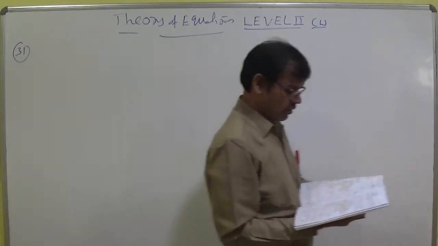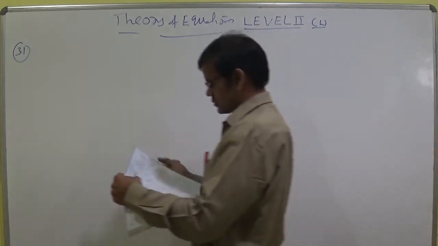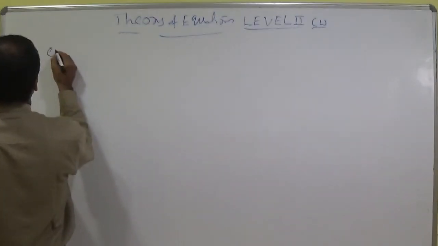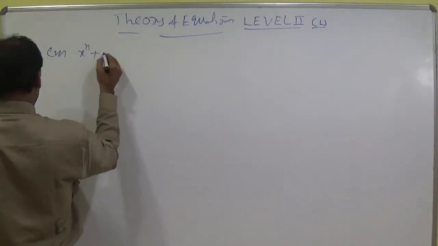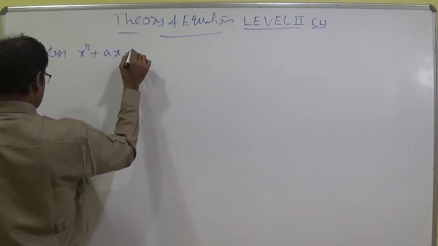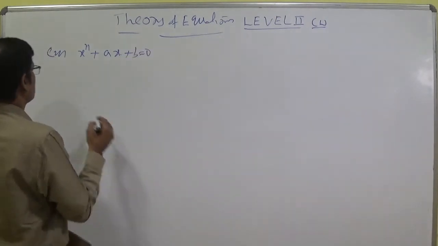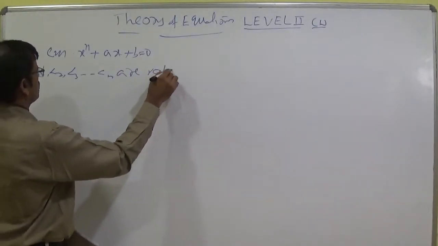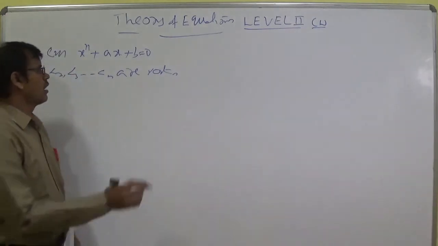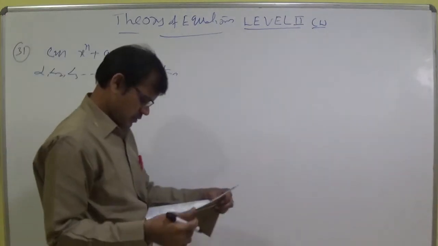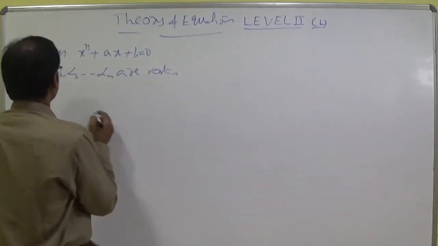First question: alpha 1, alpha 2, alpha 3, and so on up to alpha n are the roots of the polynomial equation x power n plus ax plus b is equal to 0.